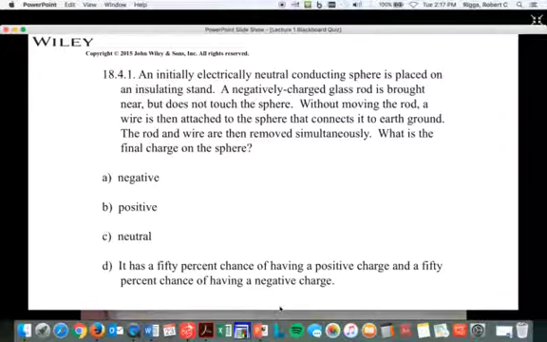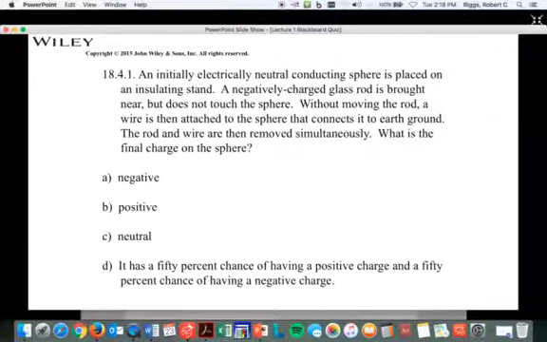Okay, now this one's kind of tricky. An initially electrically neutral conducting sphere is placed on an insulating stand. Okay, so let's draw a picture of what this looks like. And then I'll show you the John Travoltage in the next thing. A negatively charged rod is brought near it, but doesn't touch it. So this will be charging by induction. You can charge by contact or you can charge by induction.